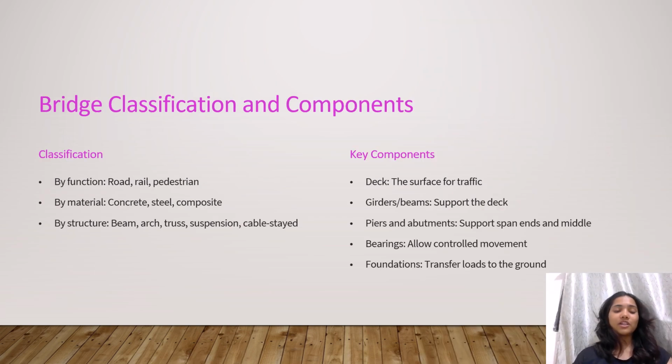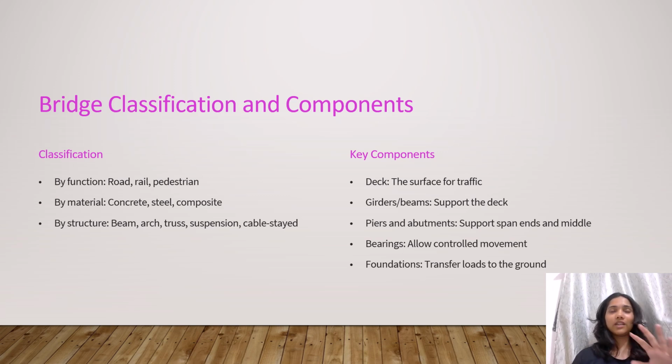So here, bridges are classified into three types. First one based on function, then based on material, and then based on structure. Based on function, road bridges, railway bridges, and pedestrian bridges are some examples, like what actually is the function of that bridge. Then based on material, it is like a precast bridge, concrete bridge, steel bridge or suspension bridge. And then based on structure, like if it's a beam bridge, arch bridge, truss bridge or suspension bridge. Then moving on to the key components of the bridge.